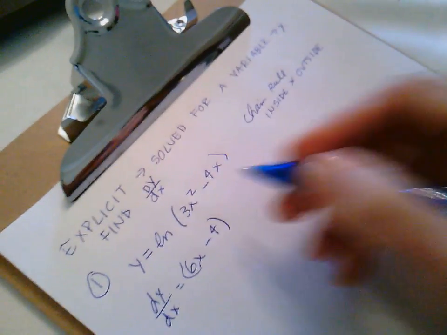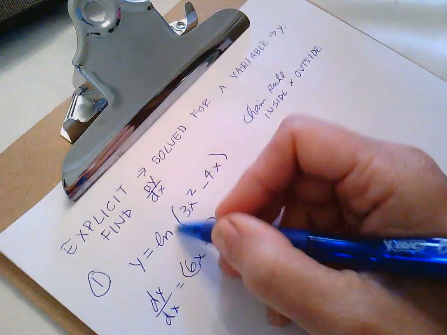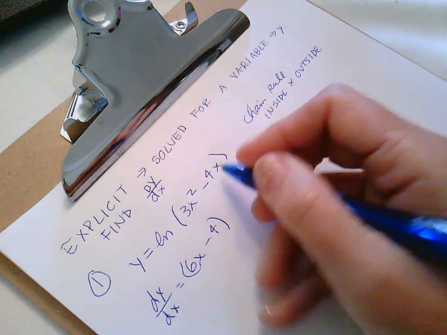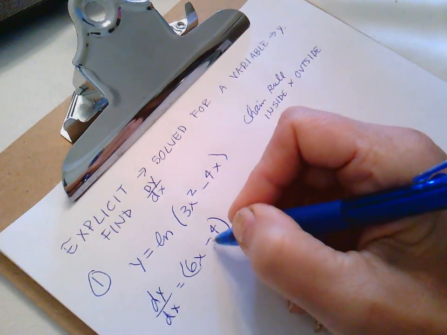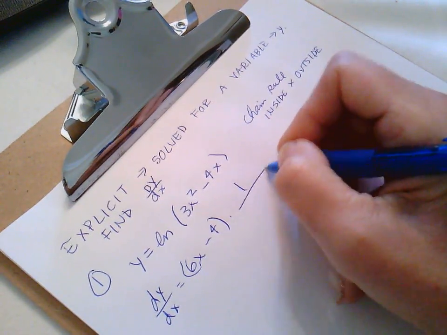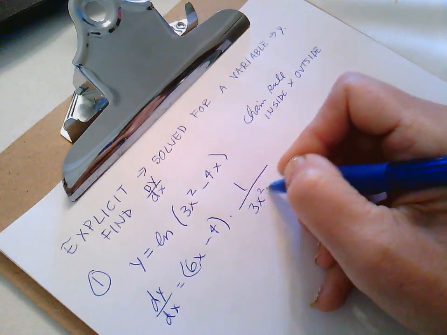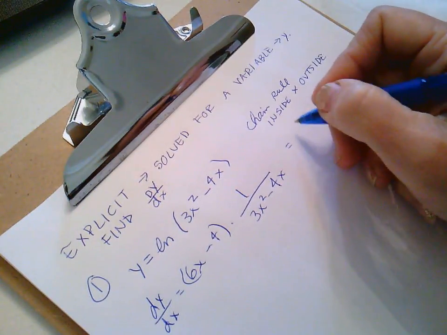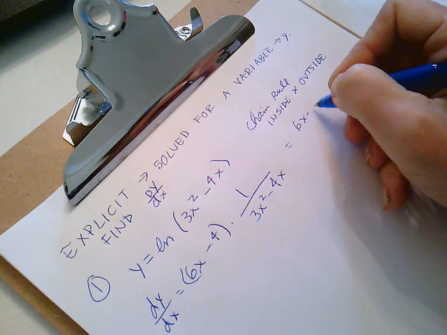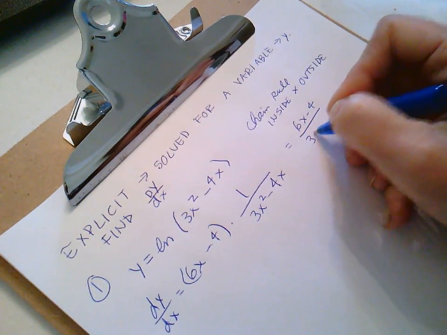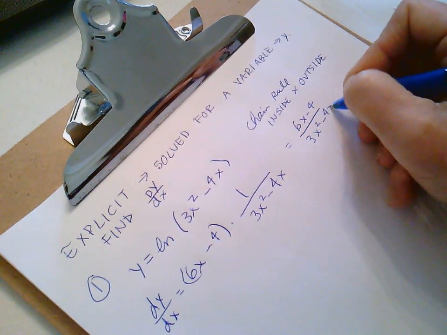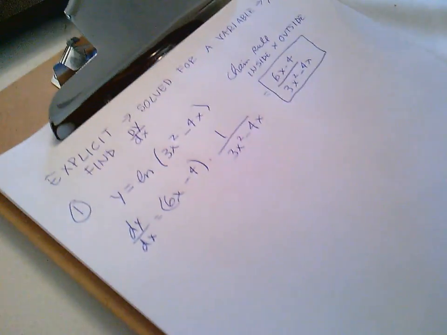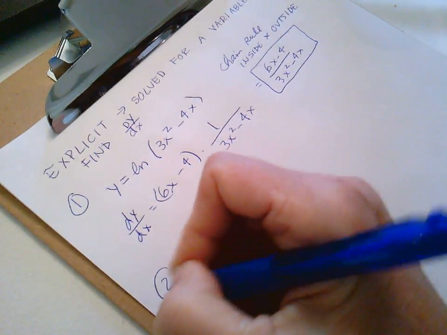Okay, derivative of the outside, that means derivative of natural log. So natural log, when you take the derivative of natural log, all you do is write 1 over. So derivative of the inside times derivative of the outside. So if you want to put it together, you get the derivative is 6x minus 4 over 3x squared minus 4x. And that's it. Okay, now let's look at number 2.